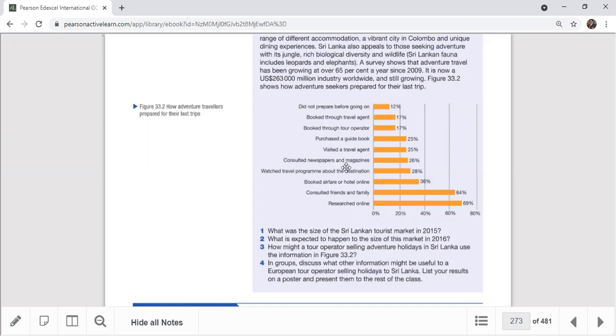Visited a travel agent 25%, consulted newspapers and magazines 26%, and watched a travel program about the destination 28%, booked airfare or hotel online 36%. So it's a big number. And then consulted friends and family 64%. That's true always. It's better to get some recommendation and go. And also researched online 69%.